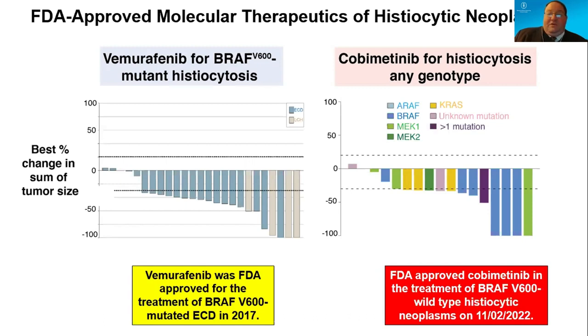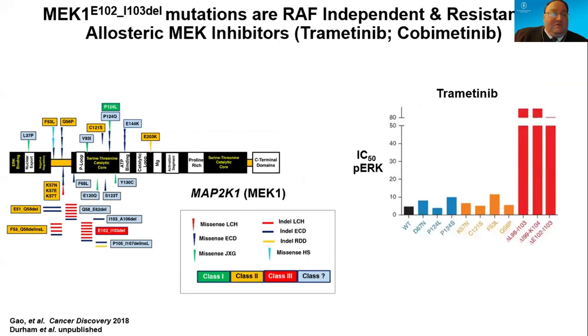However, not all of the patients within our cobimetinib trial responded beautifully to cobimetinib. Some developed refractory or resistant disease, and when we looked more at these patients, they happened to have MEK1 E203 deletions, encoded by MAP2K1, which have recently been covered by work in Neal Rosen's laboratory. These are RAF-independent MEK mutations, or class 3 MEK mutations, that are resistant to allosteric MEK inhibitors such as trametinib and cobimetinib.